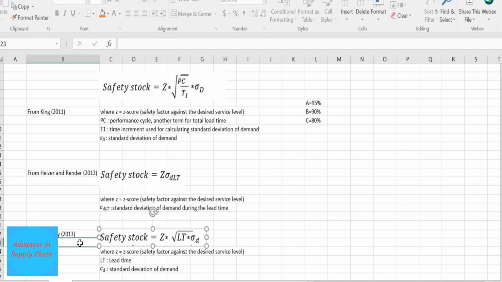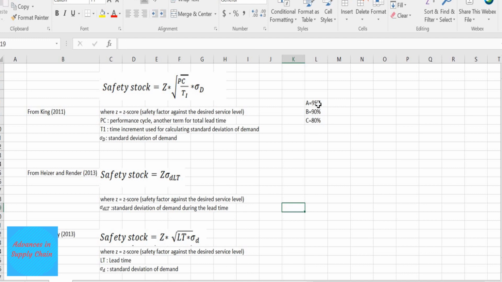But there is no hard and fast rule. You have to be consistent. If you're picking one formula, use that formula for all the inventory items. And then you set the customer service level on class A, class B, or class C.